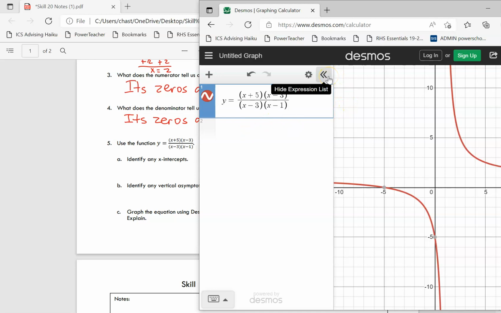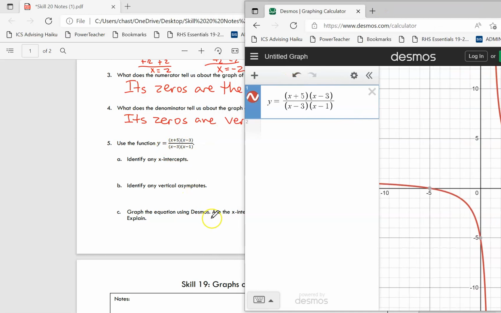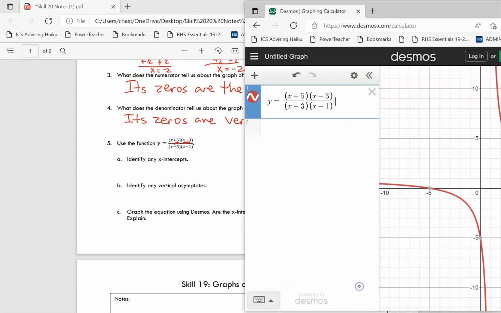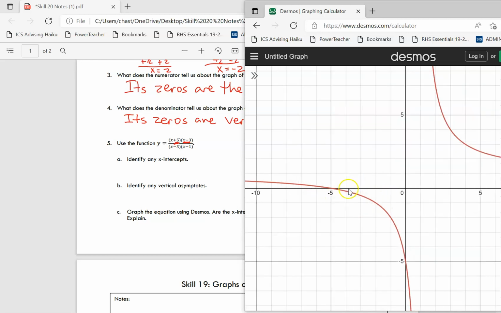Okay, so I've got the function in there, and according to our function, right now we're supposed to see that x-intercepts would be at negative 5 and positive 3. Okay, now let's see if that actually happened. So let's see, at x equals negative 5, let me zoom this out. Oh, I clearly see an x-intercept there.